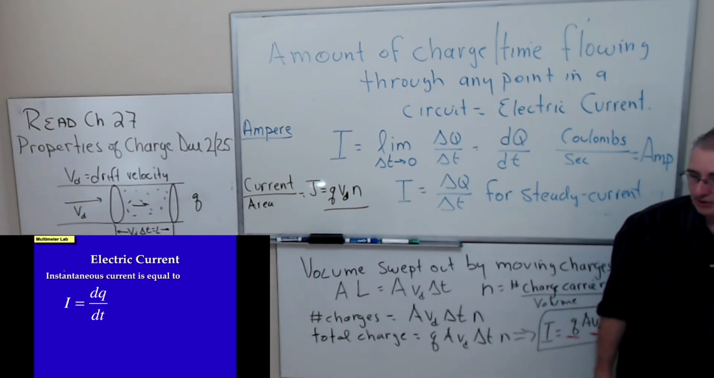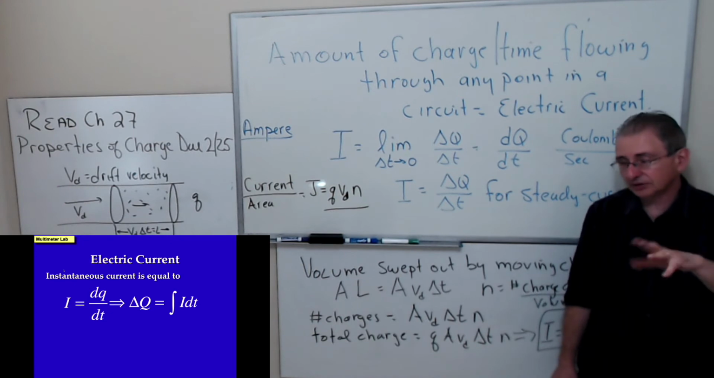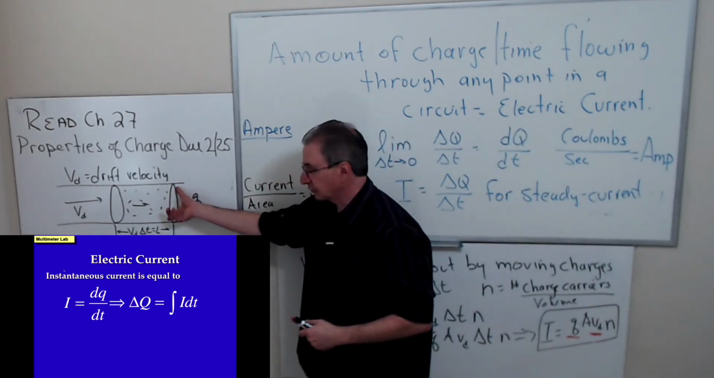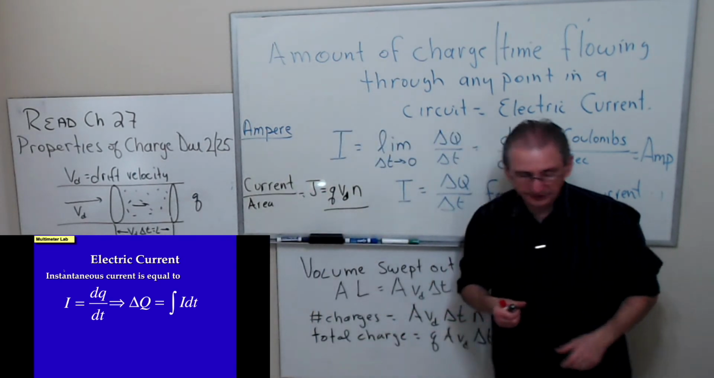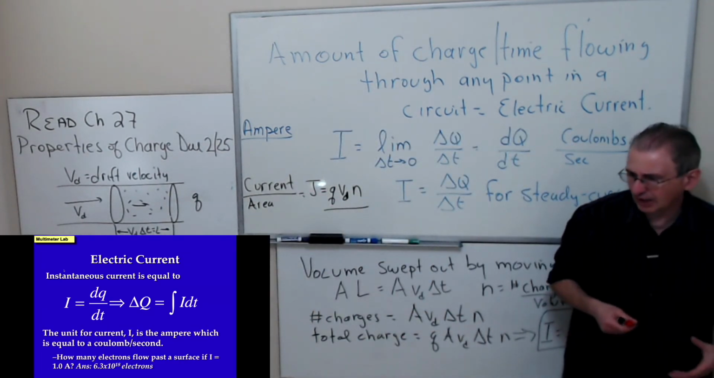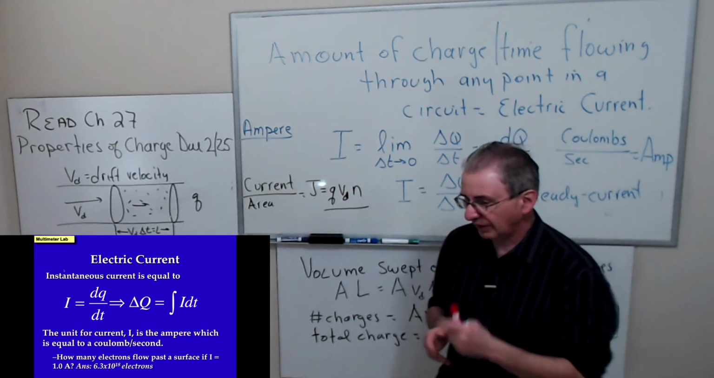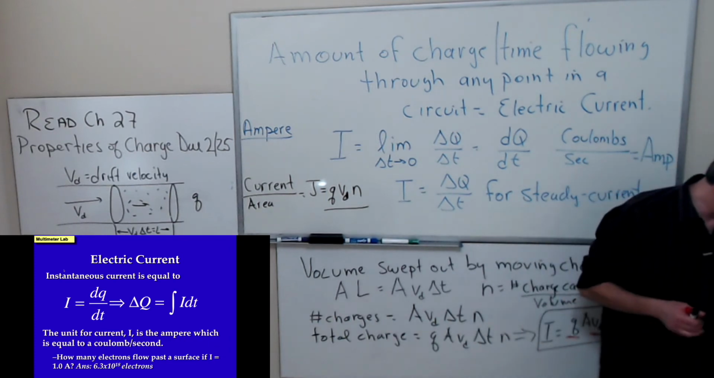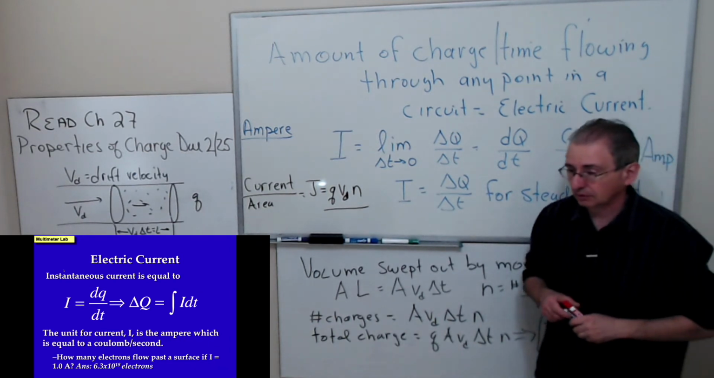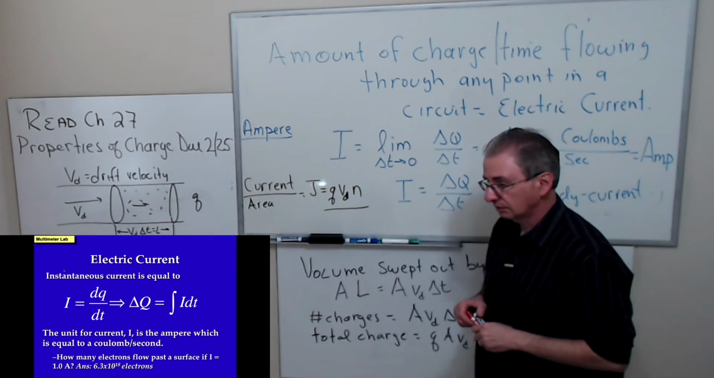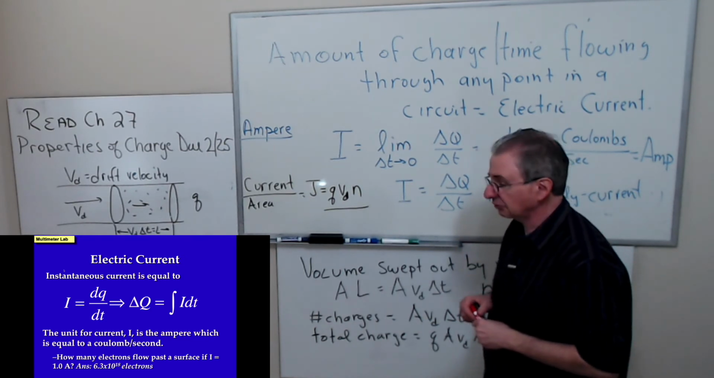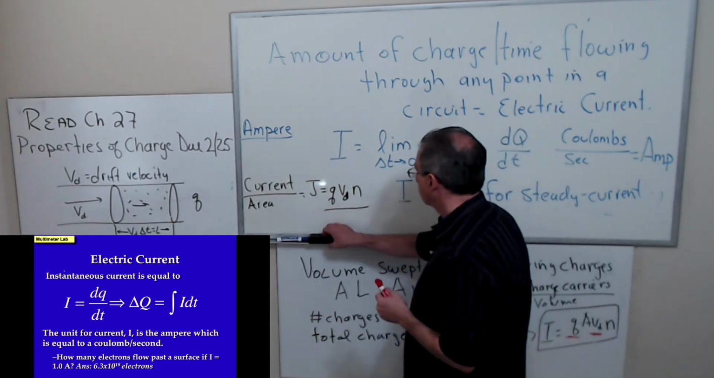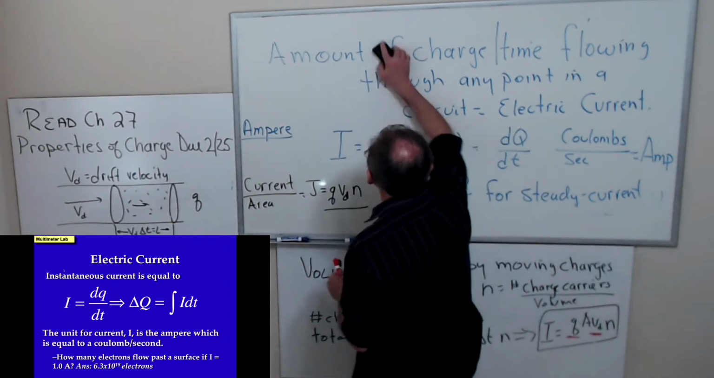So again, instantaneous current is dq dt, and so delta q, the amount of charge flowing through a certain point in the wire, is the integral of I dt. So just to give you an idea of how big the amp is, how many electrons is 1 amp? That's my question. How many electrons are in 1 amp? Okay, well, and now I'm going to erase this.